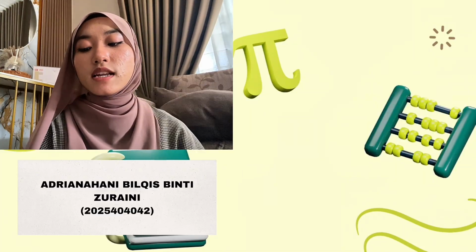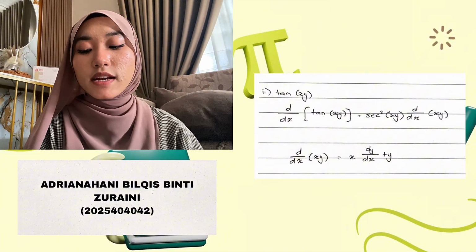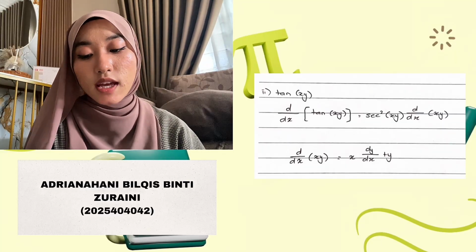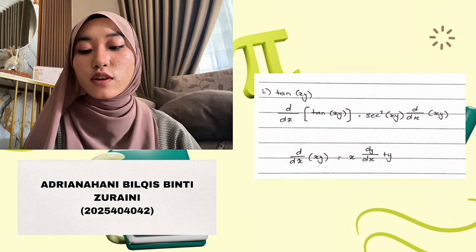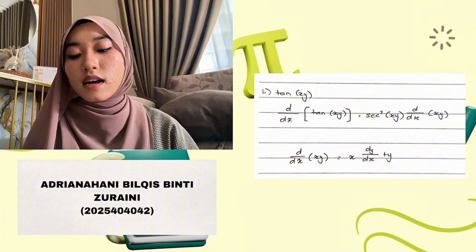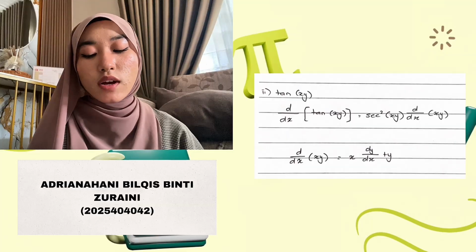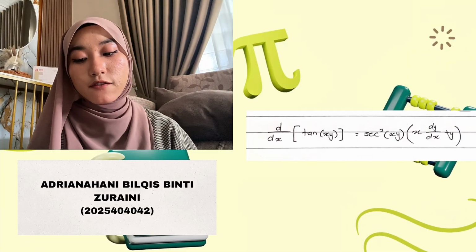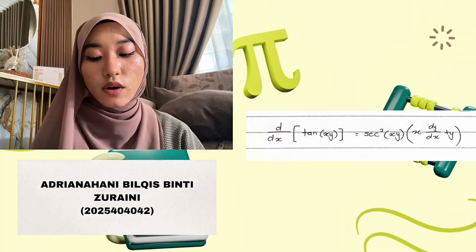For the second one, tan xy. We write it as d over dx in a bracket tan in a bracket xy. After we simplify it, we got sec squared xy times d over dx in a bracket xy. We got this because we have two parts, which are inner and outer. Then we simplify d over dx xy, and we got x dy over dx plus y. So for tan xy in full, we got sec squared in a bracket xy in a bigger bracket x dy over dx plus y.